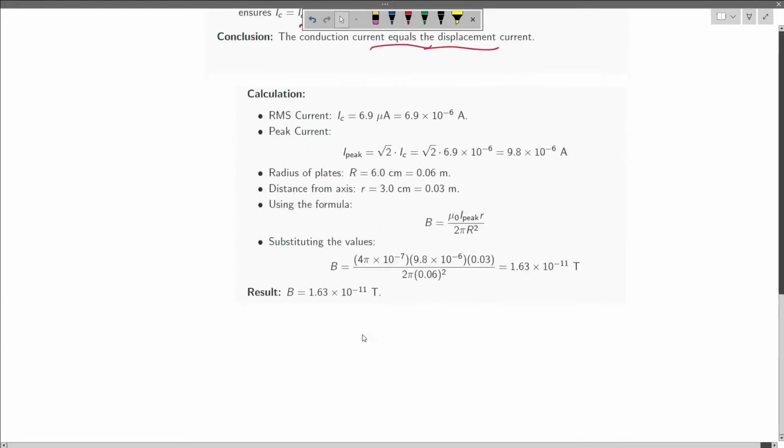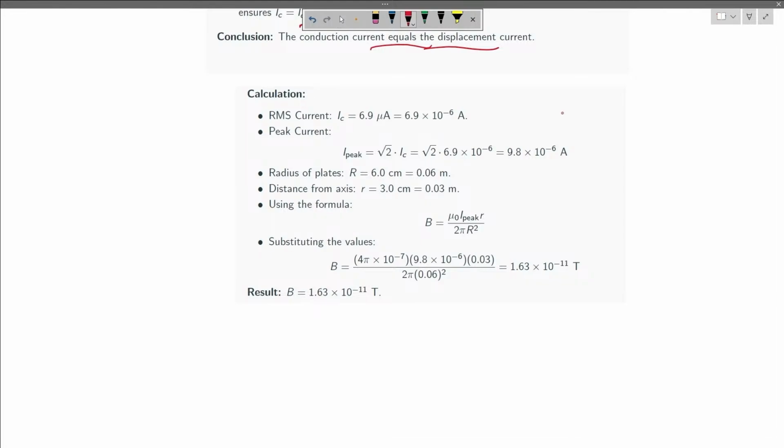Now the calculation for the peak magnetic field. For calculating the magnetic field amplitude, we will use the peak current. So we will use this formula, mu naught I peak r by 2 pi R square. Substituting the values in this formula, we get a value of 1.63 into 10 to the power minus 11 Tesla. Thank you.